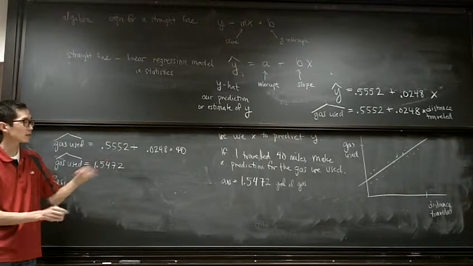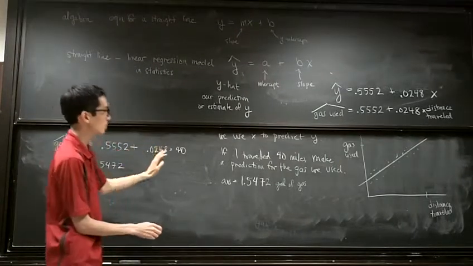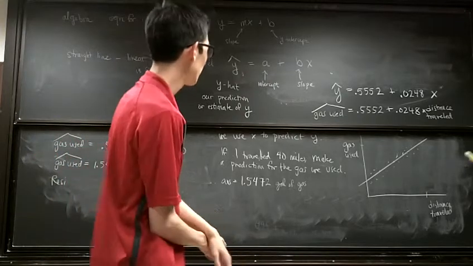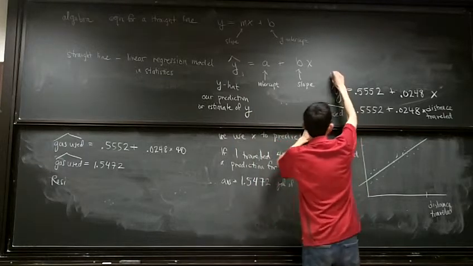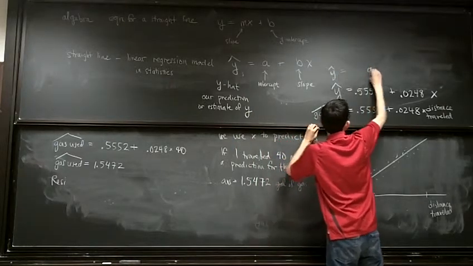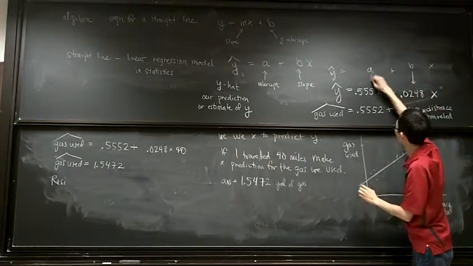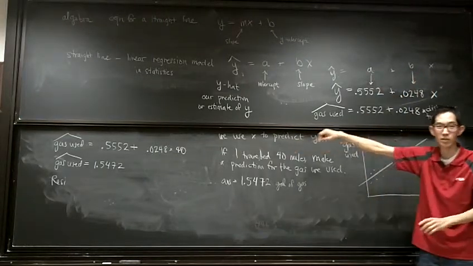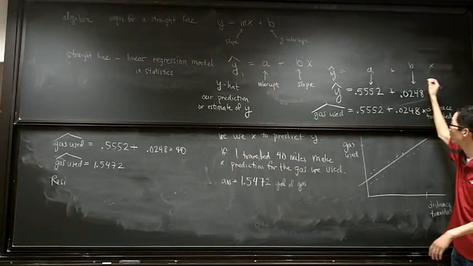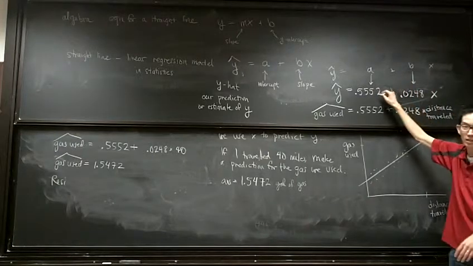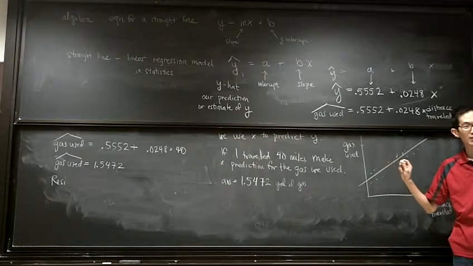Can you just write up above this y hat equals 0.5552 plus 0.0248 x? It's y hat equals a plus b x. So my b is here, and my a is here. We solved for b, and then we solved for a, and then we plugged those values in to get this. Okay.